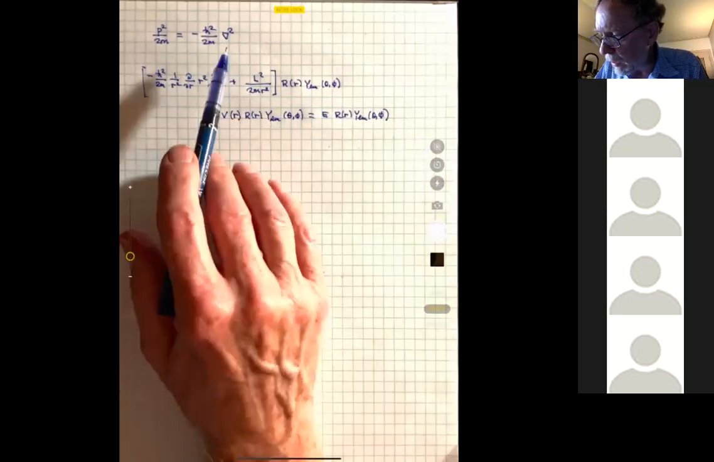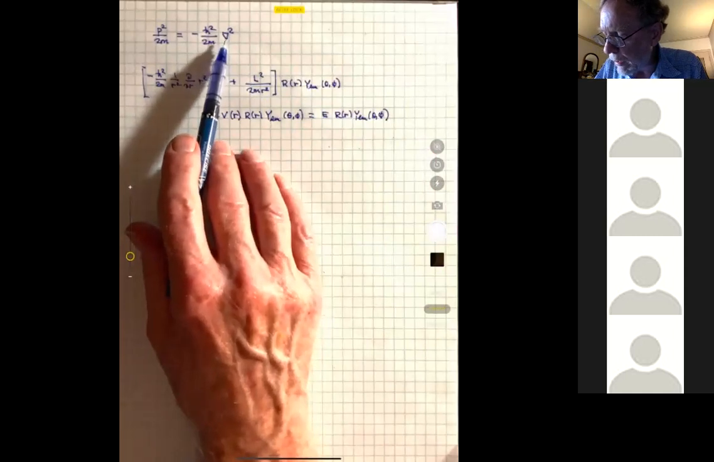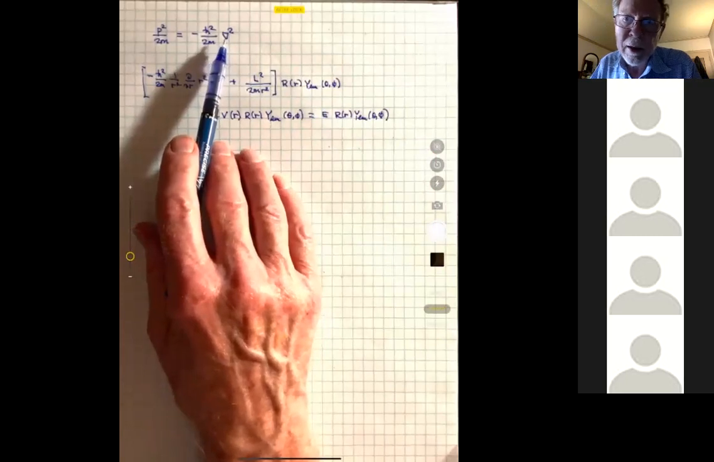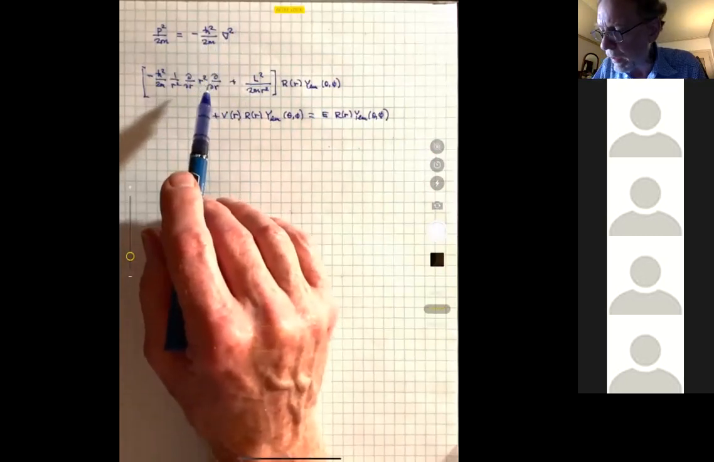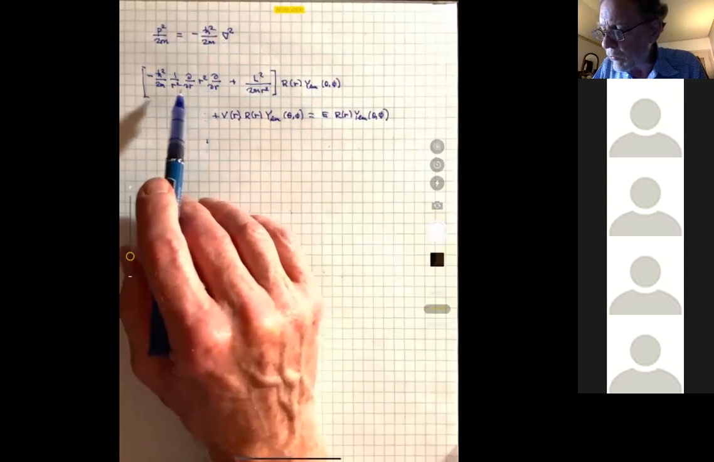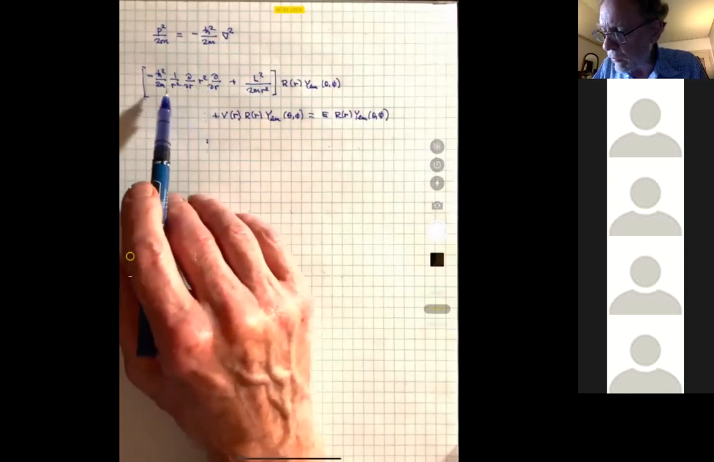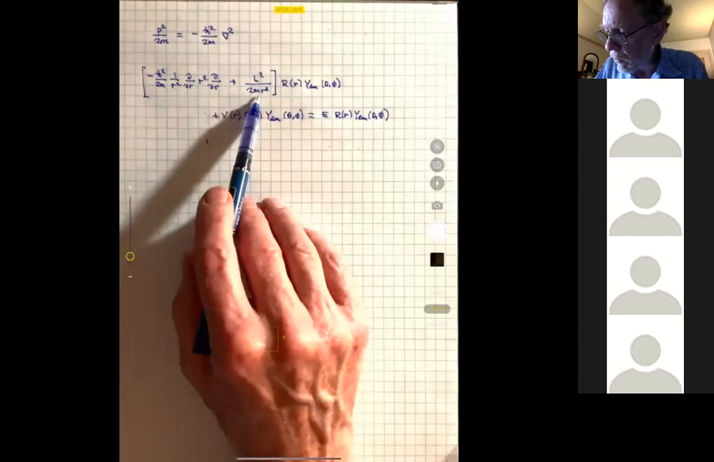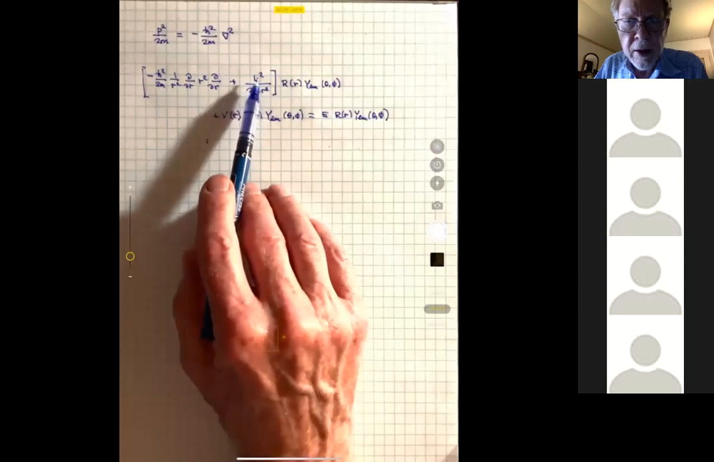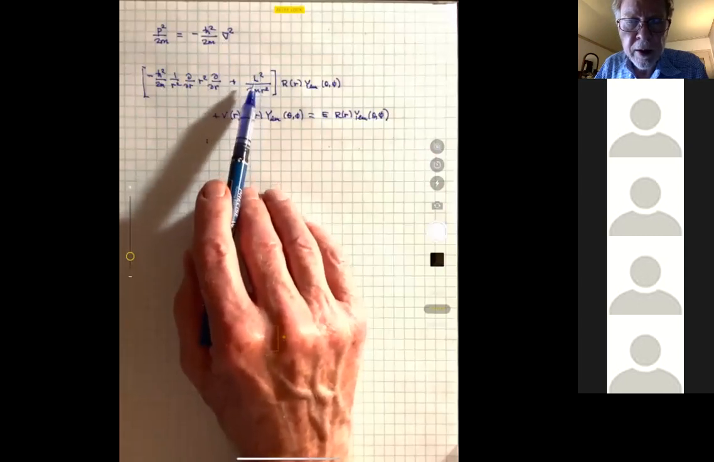You can convert the Laplacian to spherical coordinates by a calculation that takes several pages, or you can look it up if you're not motivated to do that. And if you do, you find there are radial derivatives and angular derivatives, and the radial derivatives I've reproduced here. The angular derivatives can be organized into the form of L squared over 2mr squared. That requires a formula for what the operator L squared is.